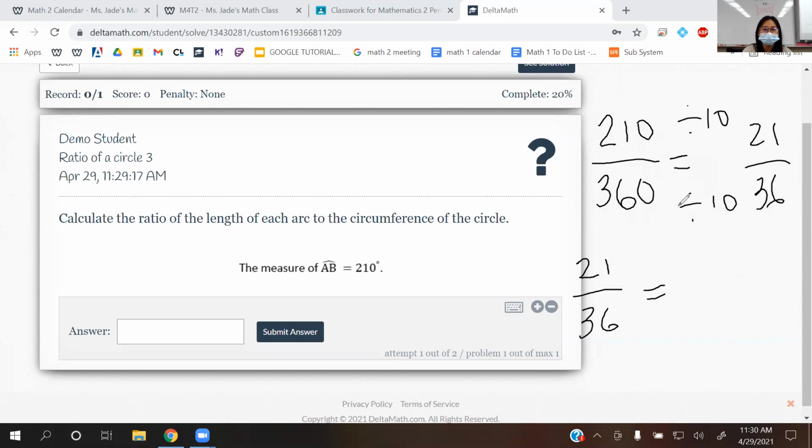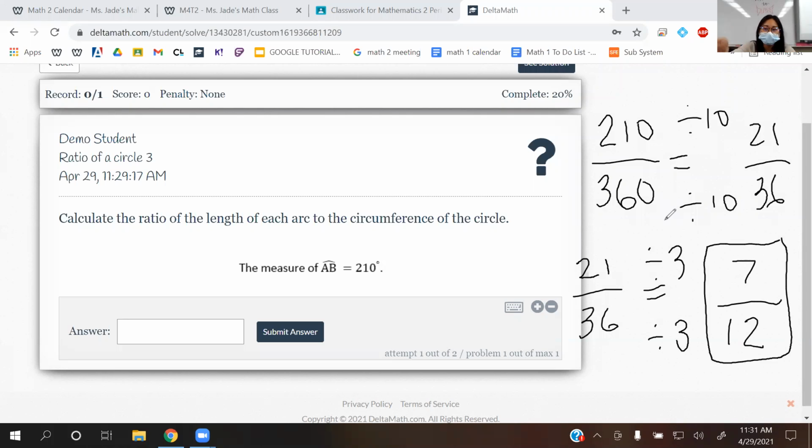We can simplify this further. What else can we divide this by? Let's divide it by 3. And then 21 divided by 3 will give you 7. And 36 divided by 3 will give you 12. So your final answer is 7 over 12. This cannot be simplified further. So yeah, 7 over 12. This is your simplified fraction. This is the answer for a ratio of a circle 3.